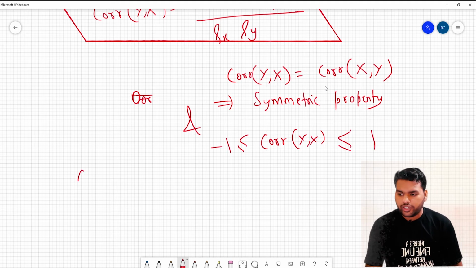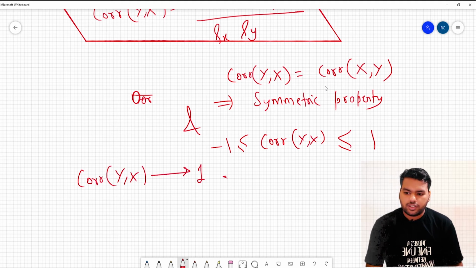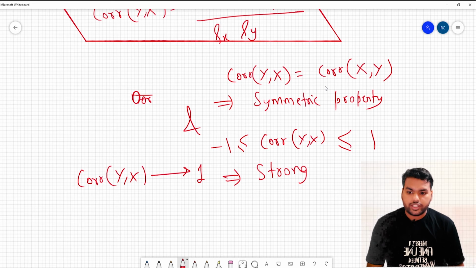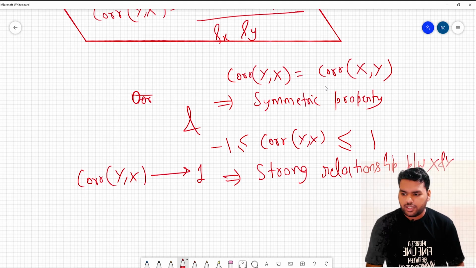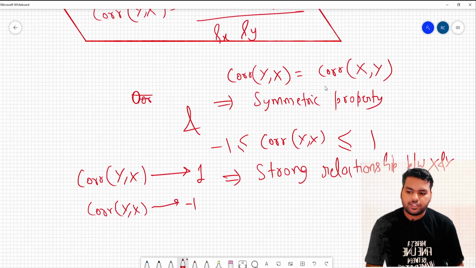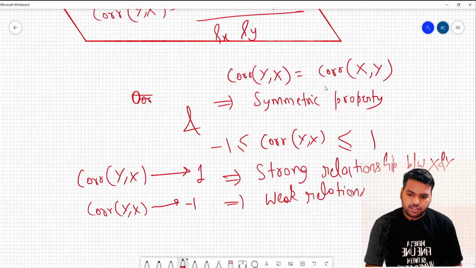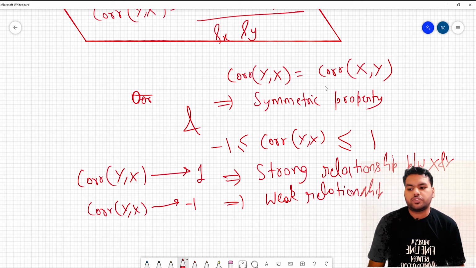If the correlation between y and x tends to 1, it implies we have a strong relationship between x and y. If the correlation tends to -1, we have a weak relationship. But as we know, it lies between -1 and 1.